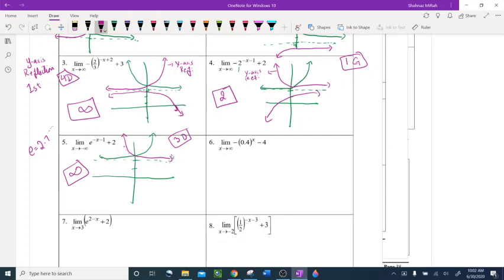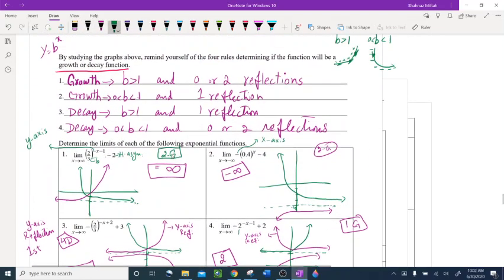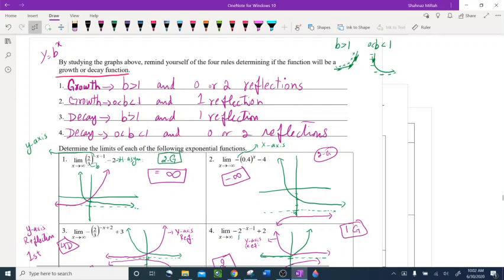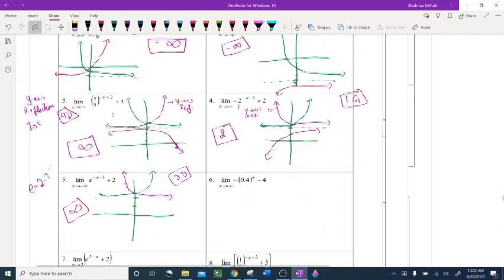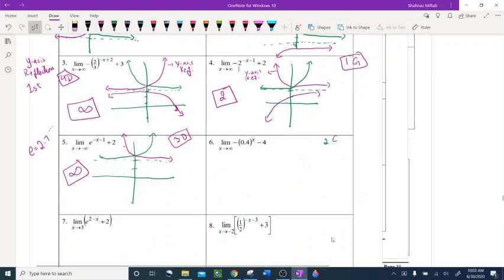Let's try number 6. If you check, number 6 is less than 1 and 1 reflection, which is a growth, number 2. So this is number 2 in growth. So I'm going to draw, and this is 1, 2, 3, 4, negative 4. I'm going to go negative 4, 1, 2, 3, 4, and this is negative 4 right there. So since it's less than 1, originally my graph is supposed to go like that.